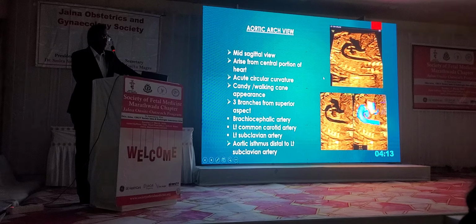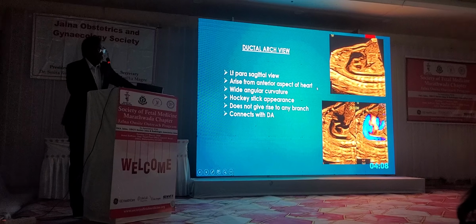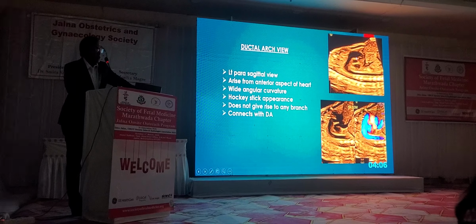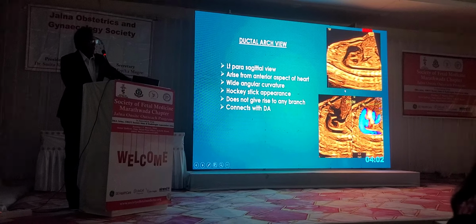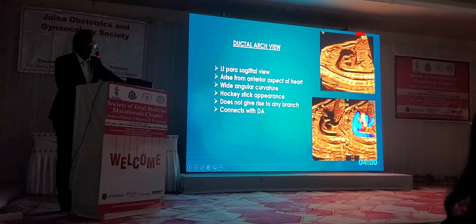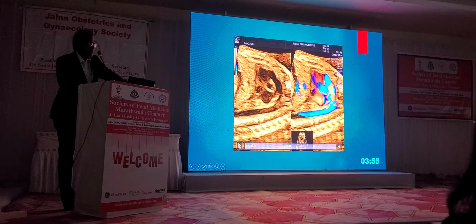There is a potential site for coarctation of the aorta. The ductal arch is the leftmost, and it will arise from the superior aspect, that is from the right ventricle. It has a wide angular curve, a hockey stick appearance, does not give any branch, and connects with the ductus arteriosus. So this is again a complete switch.